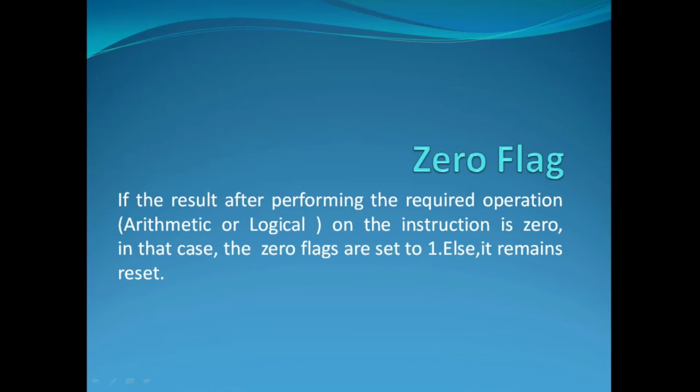Zero flag. If the result after performing the required operation, arithmetic or logical, on the instruction is 0, in that case the zero flag is set to 1, else it remains reset. That means if the total register is 0, then only the Z flag is set.